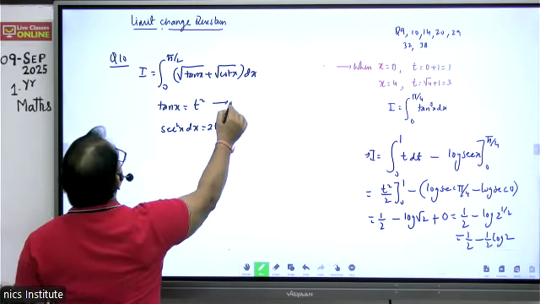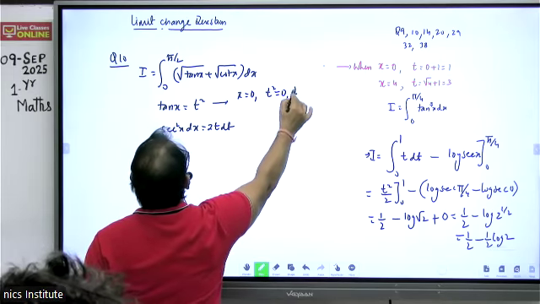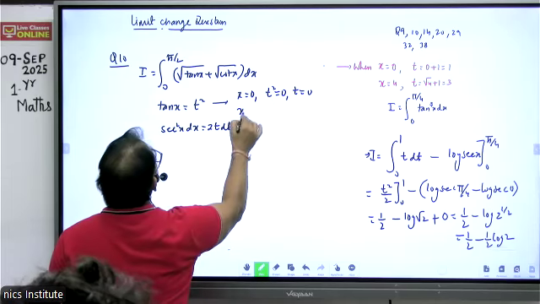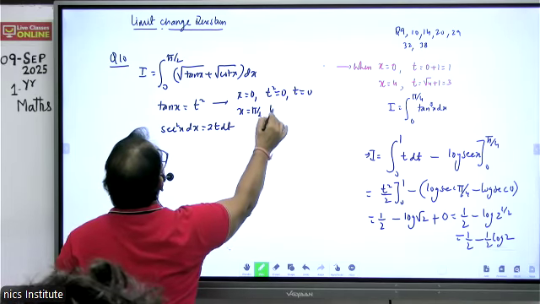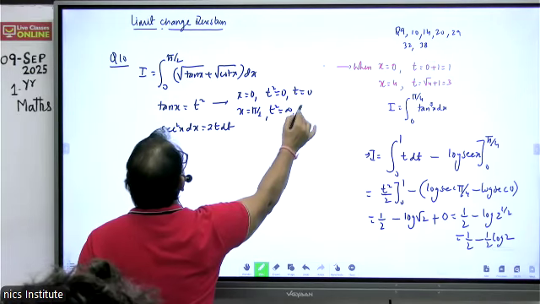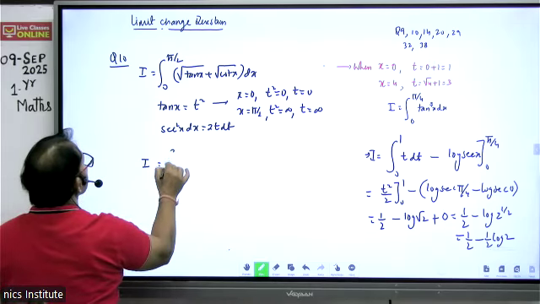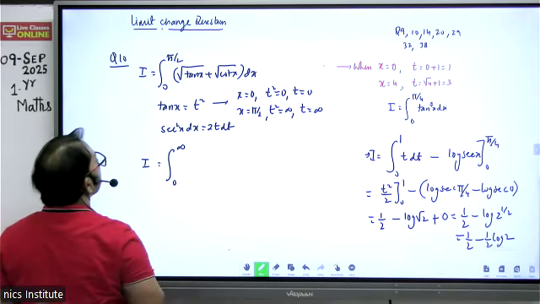Change limits. When x is 0, t square is 0, because tan 0 is 0, so t is 0. When x is pi by 2, t square would be tan pi by 2, which is not defined. So t would be infinity. So the limit would change like this, 0 to infinity.